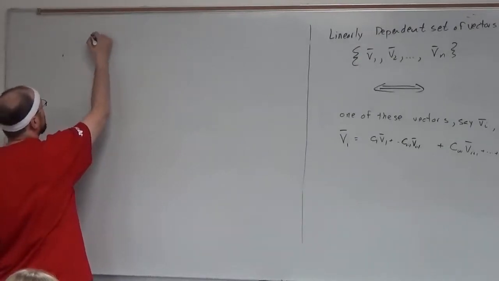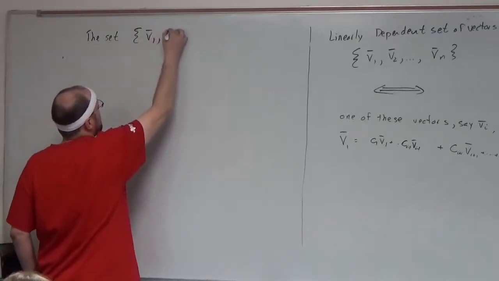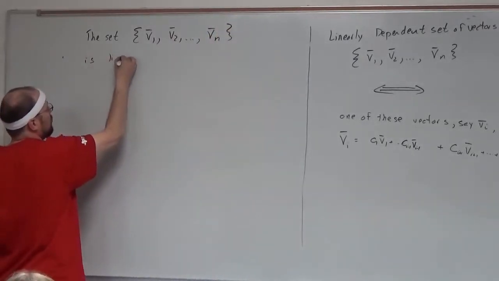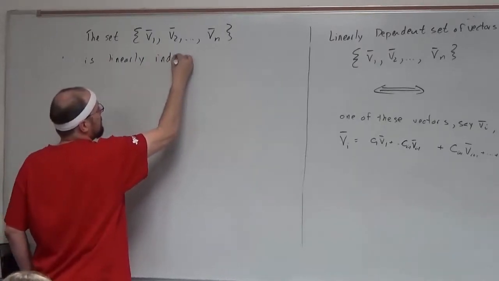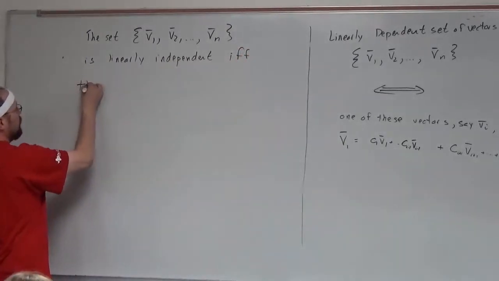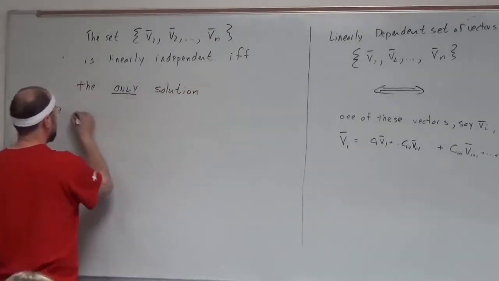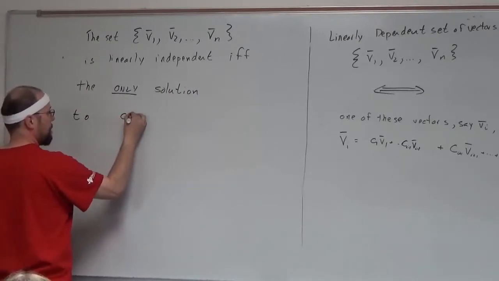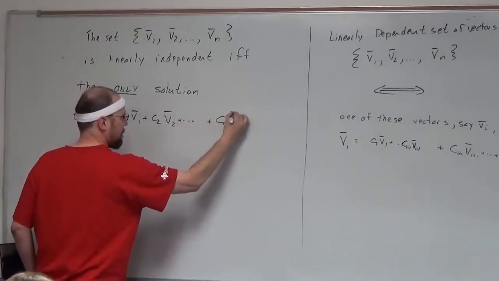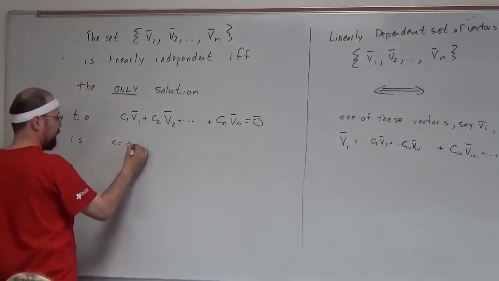So we say that the set of vectors is linearly independent if and only if the only solution to the homogeneous equation is the trivial one. That is to say, all the coefficients have to be 0.